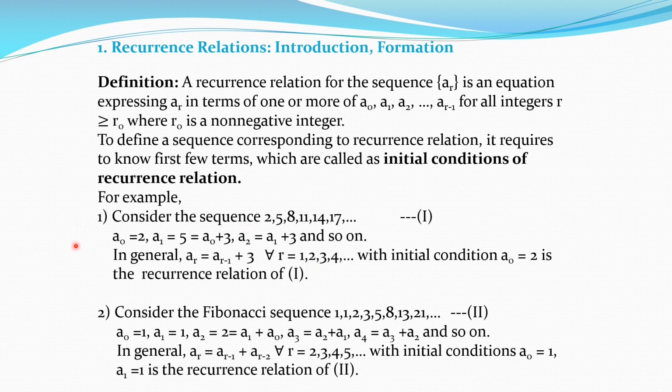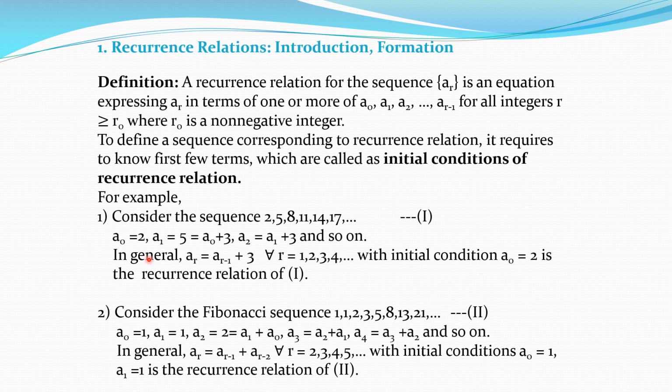So how can we finally write the recurrence relation? As a_0 is 2, a_1 is 5, equal to a_0 plus 3, a_2 is a_1 plus 3 and so on. In general, we write a_r equal to a_(r-1) plus 3. So a_(r-1) is the term previous to a_r, and to that term we are adding 3.